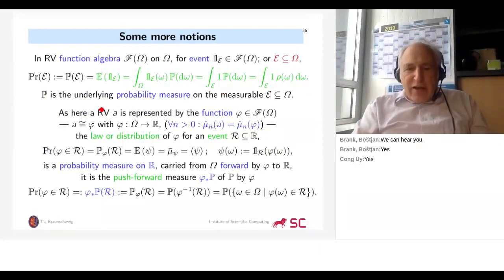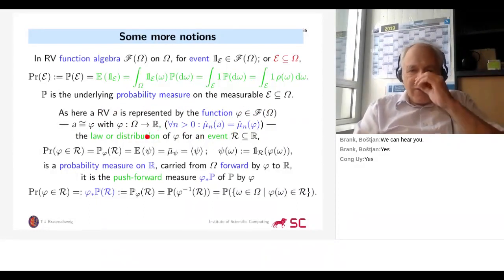And so a random variable here is represented by a function on the set omega. And what does it mean to be represented? That means that all the moments are equal. And we call this the law or distribution for an event R, or phi for an event R. And the probability, for instance, that phi is in R, so this is the law or distribution of phi.